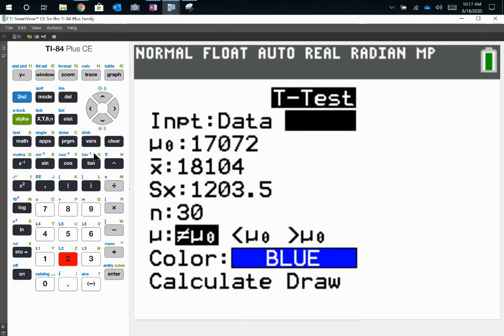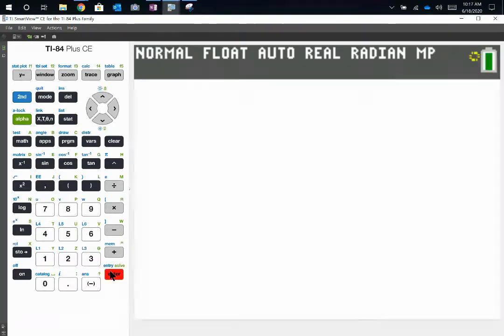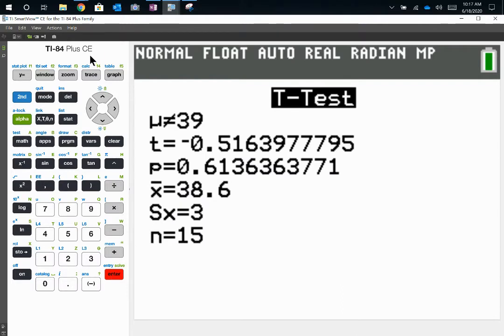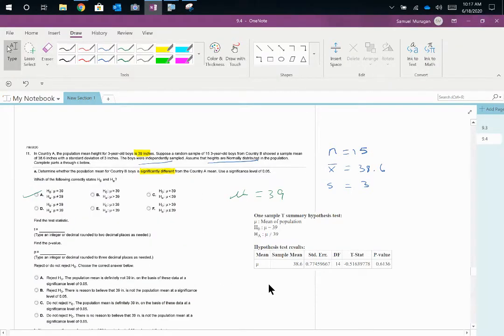So the input, we're inputting statistics, not data. So we're not using a table. In this case, U0 is 39. X bar is 38.6. Standard deviation is 3. Sample size is 15. Not equal to is already selected. And calculate. And hopefully the two match, right? If it doesn't match, then it would mean that I did something incorrect. So let's go ahead and check our results here. I'm going to put this one here as well.